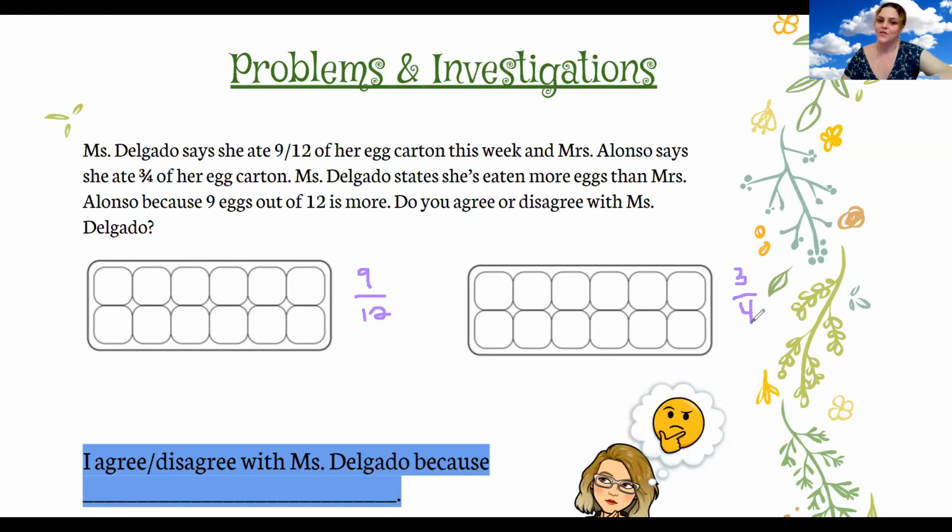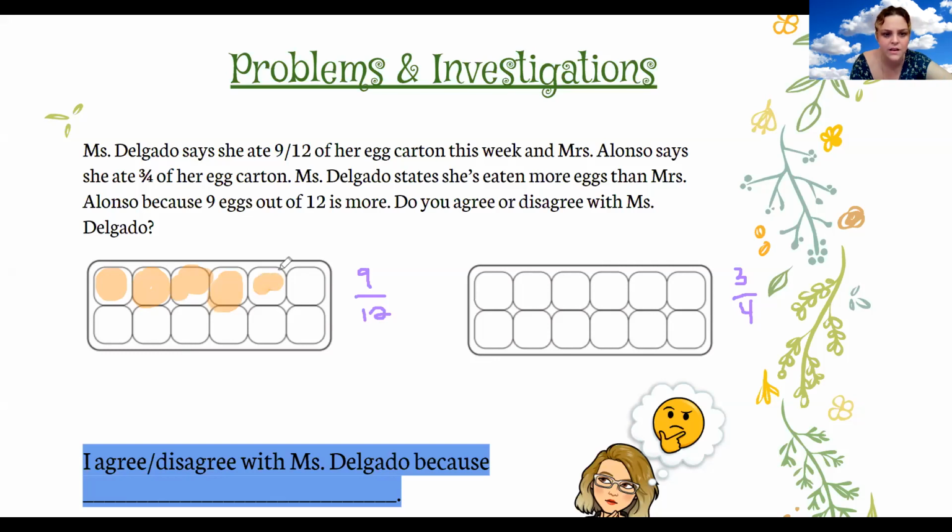Okay, so for Ms. Delgado, that might be easier to do because we know, looking at the egg carton, that it already has 12 eggs, right? So she's eaten 9 eggs out of the 12. So I'm gonna grab another color. Let's get the highlighter in here. So this is gonna be easy for us to do. She ate 9 eggs out of the 12.